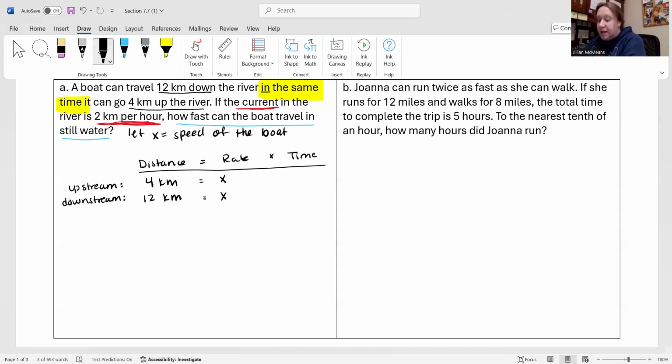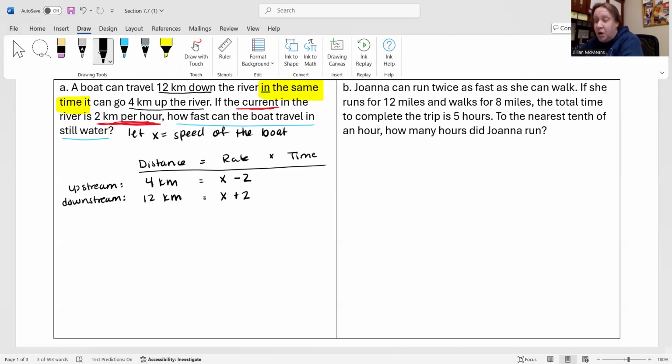Okay. And then when we're going upstream, we're fighting the current. The current is pushing against us, it's slowing us down. So the impact of the current on the speed of the boat going upstream is that the current is going to reduce the speed of the boat by 2 miles per hour or 2 kilometers per hour. Okay. Now, when we're going downstream, it's the opposite. When we're going downstream, the current is pushing us along. It's speeding us up. It's increasing our speed by 2 kilometers per hour. Okay, so we've got x minus 2 going upstream and then x plus 2 going downstream.